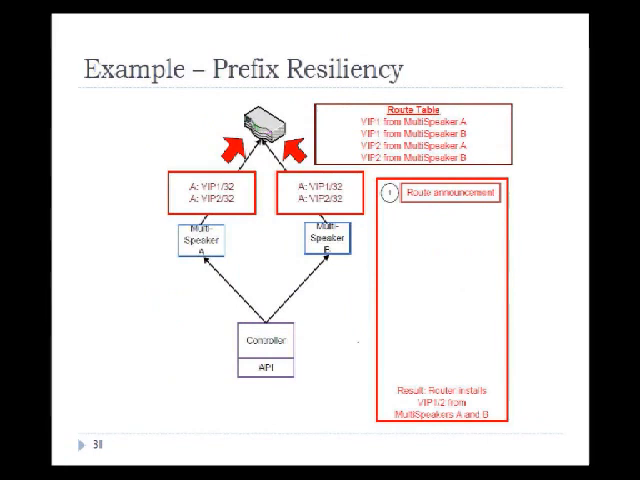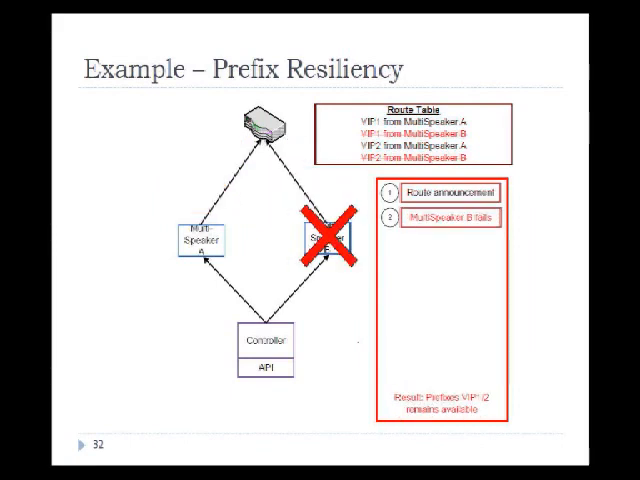And the setup is as follows. I have a router at the top and two multi-speakers, speaker A and B, that have a peering session established with the router, and I have a controller. So first, both multi-speakers announce the same /32 prefixes VIP1 and VIP2 to the router, and the router installs them in the routing table. And now suppose multi-speaker B fails. The VIP1 and VIP2 from multi-speaker B are removed, but the VIP1 and VIP2 from multi-speaker A are still there since the session is still there. So the end result is that VIP1 and VIP2 are still available.